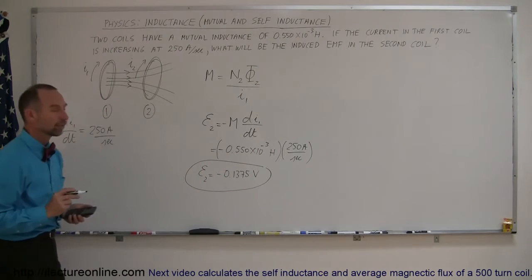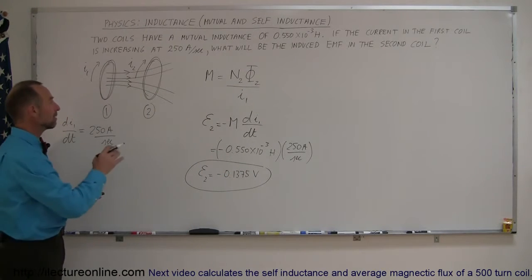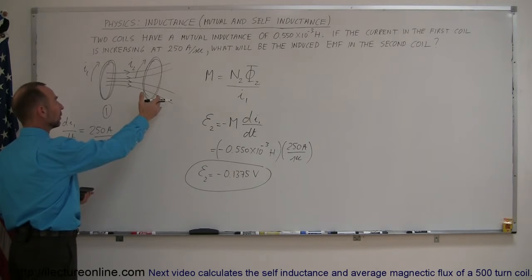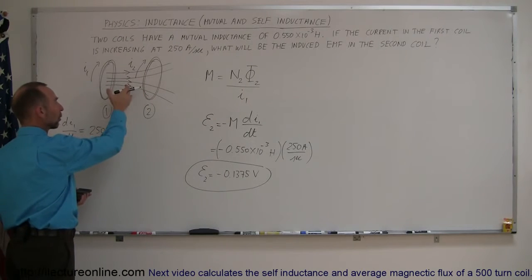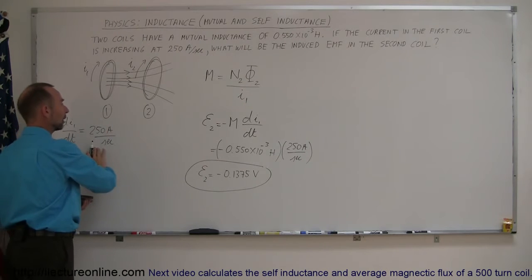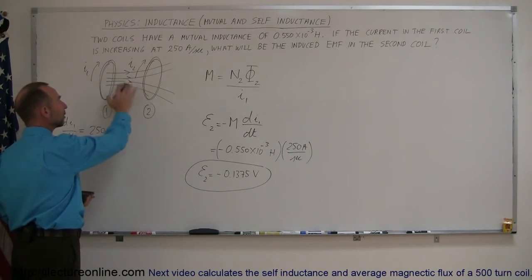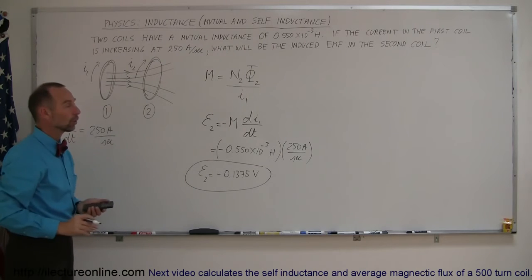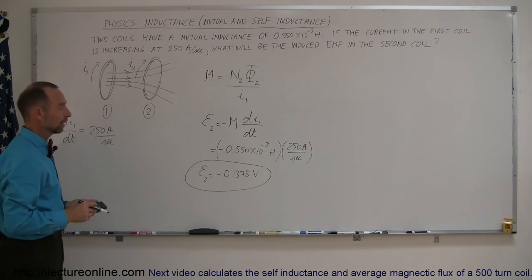And there you go. So that's how we calculate the EMF induced in a second coil when there's a mutual inductance between the coils, and we know how fast the current is changing in the first coil, and we know the extent of the mutual inductance between the two coils. And that's fairly straightforward at that point.